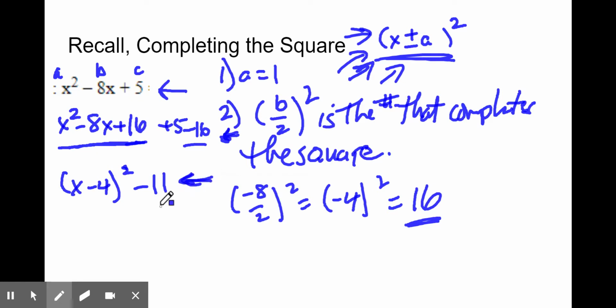So this is what we would get after we completed the square. Now you can do some things with it. If I set it equal to 0, I could solve it. There's a lot of things I can do. But hopefully you notice that it now says x minus 4 squared. It's some quantity in terms of a variable being squared, minus a number squared.